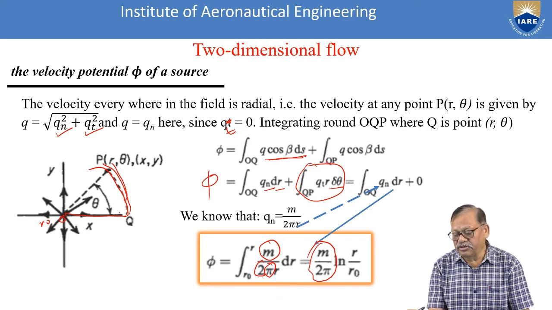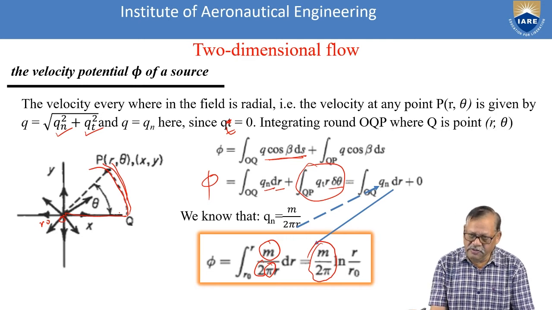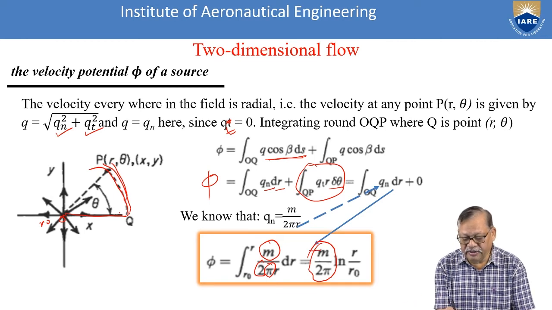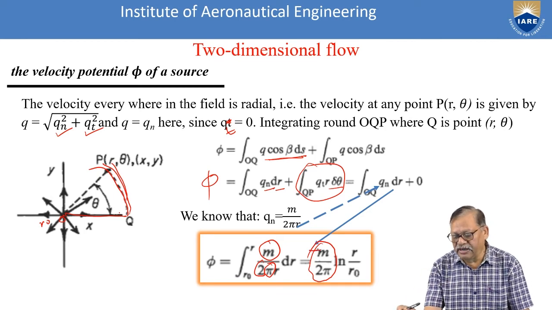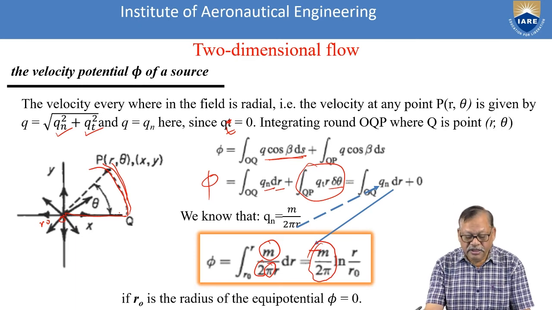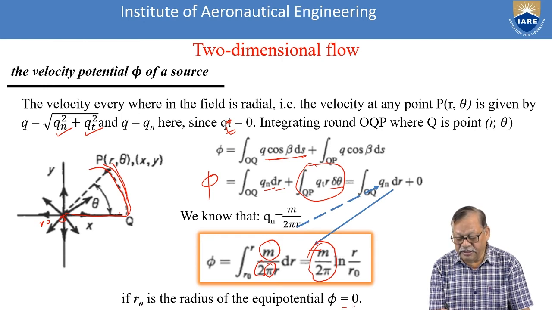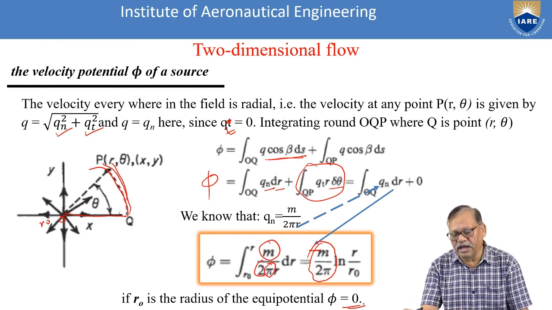So we now got the psi and phi values for the source and sink. When we talk about the source, it is positive. You remember that in case it is a sink, it is negative, so we have to add the negative sign to it. And this is the beauty of it: in case r naught in the radial direction is the equipotential, phi is equal to 0. Somebody may ask you this, so you should be careful.